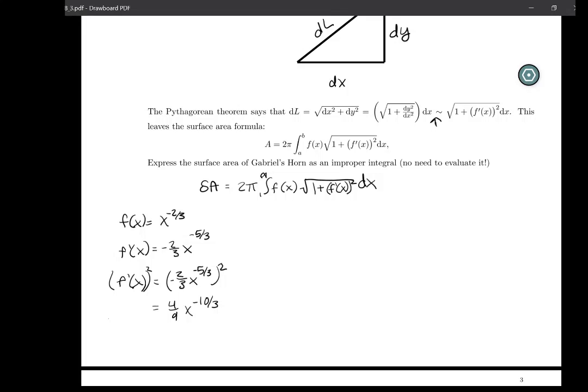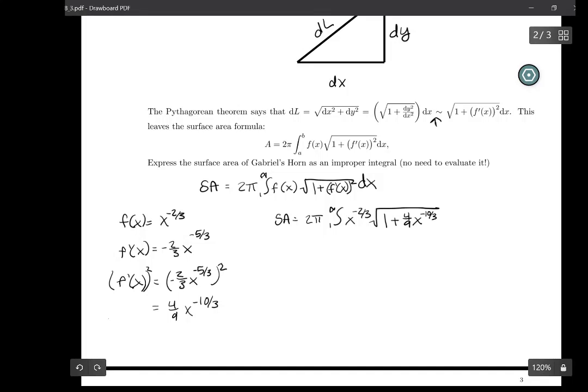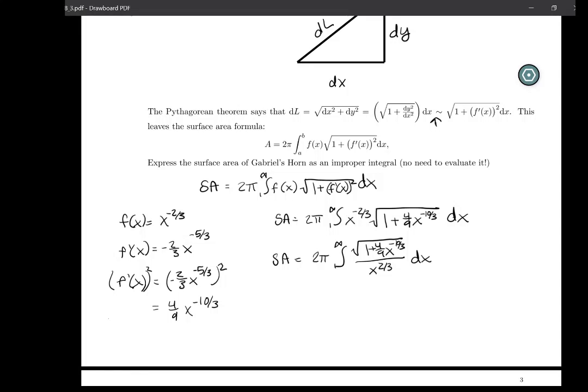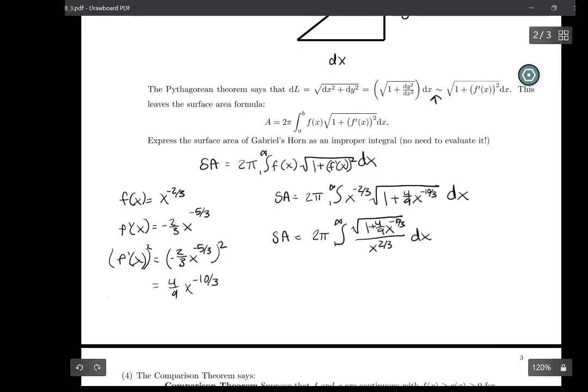So when we plug all this into our formula, the surface area is equal to 2 pi, the integral from 1 to infinity, f of x is x to the negative 2/3 times the square root of 1 plus f prime of x squared, which is 4/9 x to the negative 10/3 dx, which I'm going to write slightly differently as 1 to infinity, 1 plus 4/9 x to the negative 10/3 over x to the 2/3 dx. So here's our integral for surface area. It's just identifying the pieces of the formula and plugging everything in.